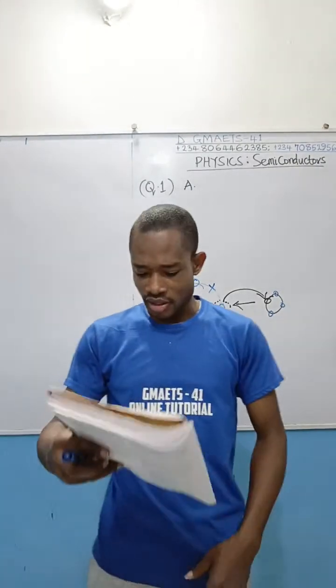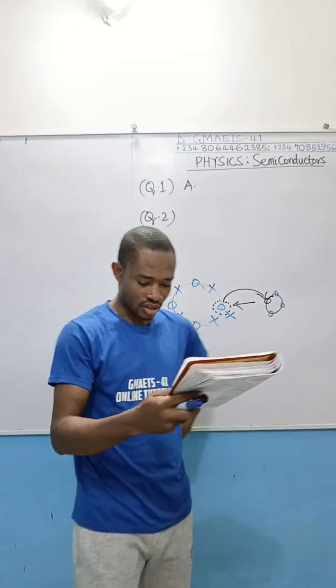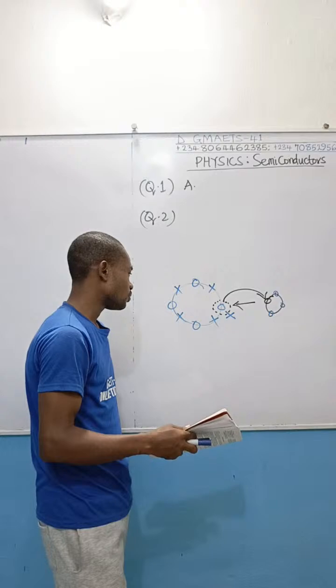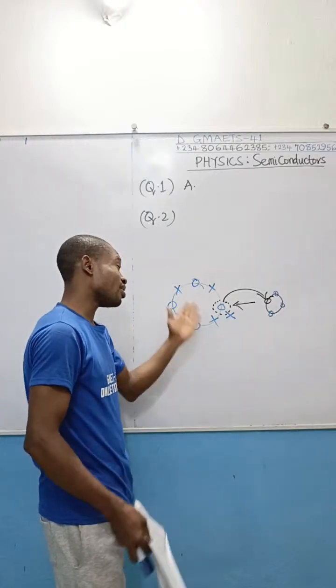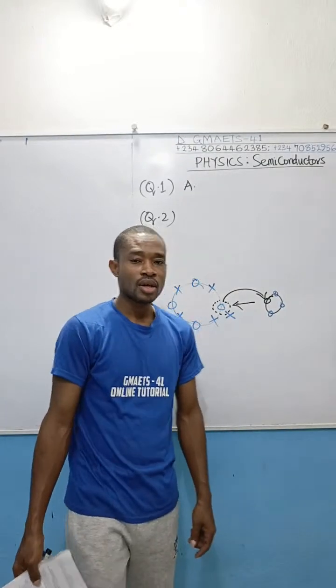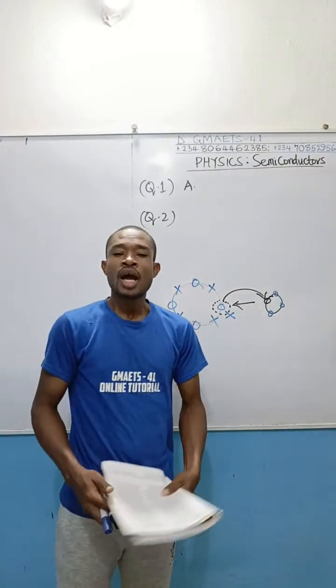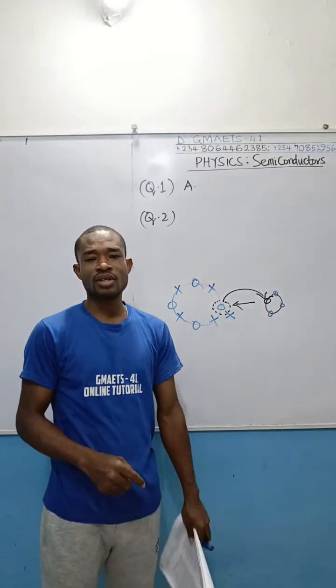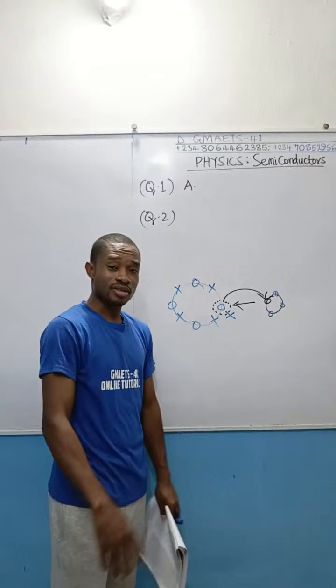This question doesn't make sense to me. It doesn't. A says it increases the number of holes. It doesn't make sense because, yeah, the number of holes increased and the number of electrons decreased. So I will go for A. I won't go for D. I'll go for A. From this analysis, that's what I will do.